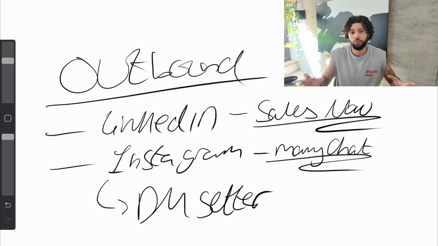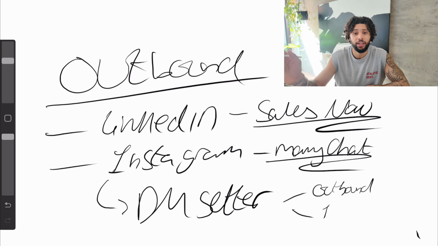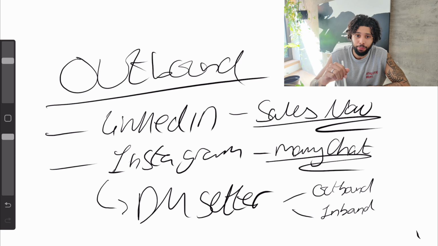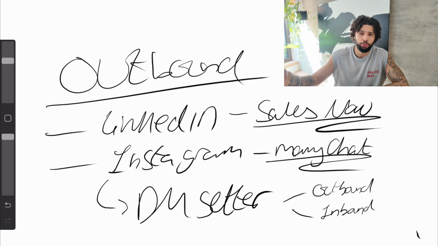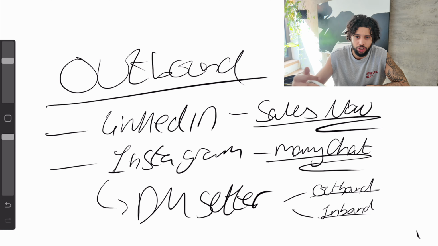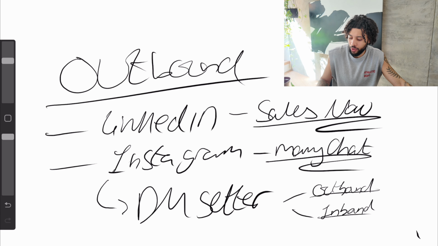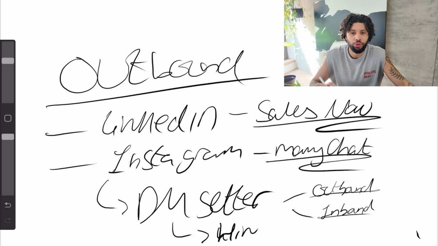Now, your DM setter will perform two functions. Outbound, they're ultimately reaching out to new people, starting new conversations and bringing new people into your ecosystem. And the inbound is where they're responding or reaching out to people who have commented on posts, followed you, liked your stuff, and everyone who's engaging in your content. Now, my strong recommendation on when to hire a DM setter is essentially when you can't do the work yourself.